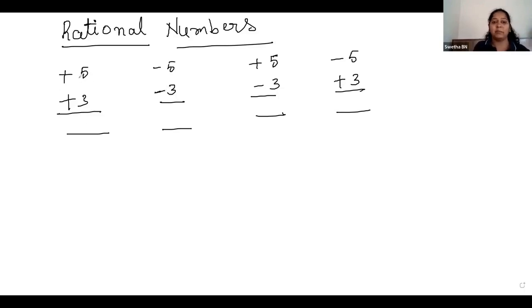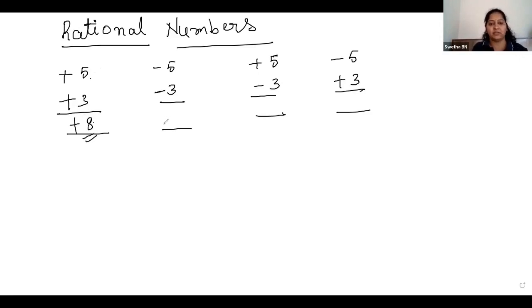So in the first example, both are positive numbers, right? This is plus 5 and this is plus 3. What is 5 plus 3? You will say that directly it is 8. So both are positive numbers. So you will get the answer plus 8.